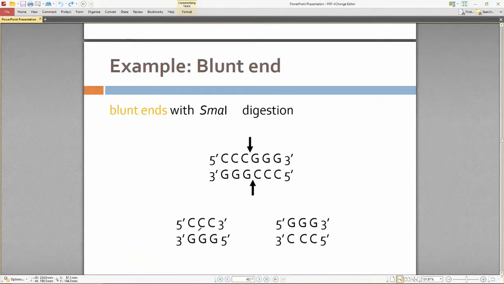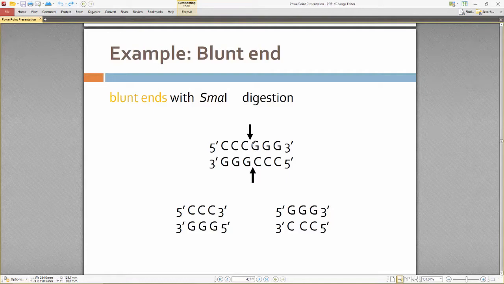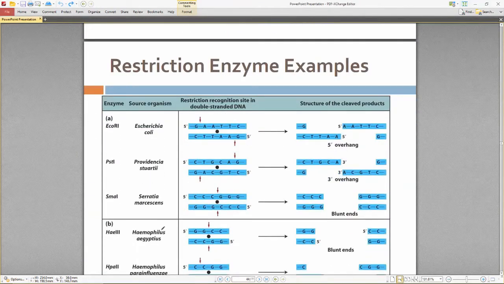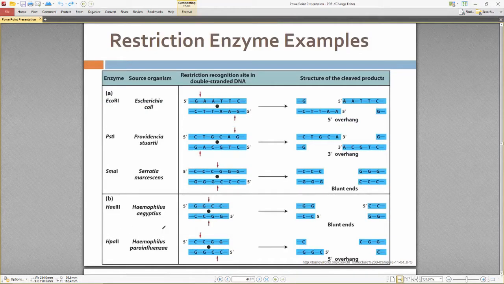And let's look at blunt ends. Blunt ends is essentially if the restriction enzyme cuts in the middle of the restriction site, then there is no single-stranded area. There is no overhang, so it's just called a blunt end. So these are different examples of restriction enzymes.